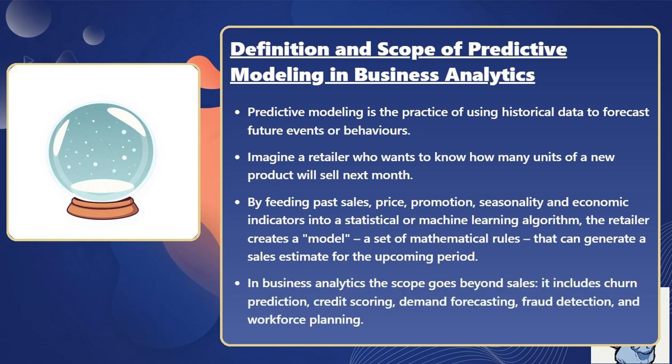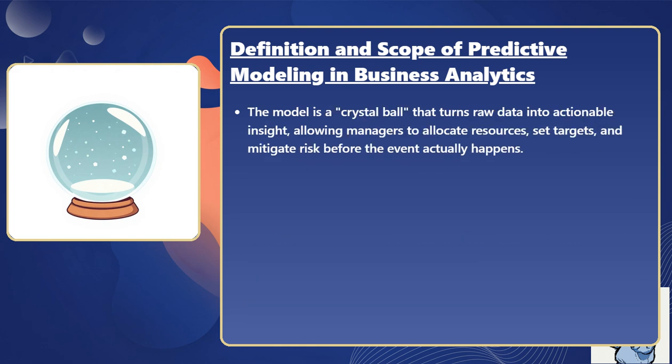In business analytics, the scope goes beyond sales. It includes churn prediction, credit scoring, demand forecasting, fraud detection, and workforce planning. The model is a crystal ball that turns raw data into actionable insight, allowing managers to allocate resources, set targets, and mitigate risk before the event actually happens.